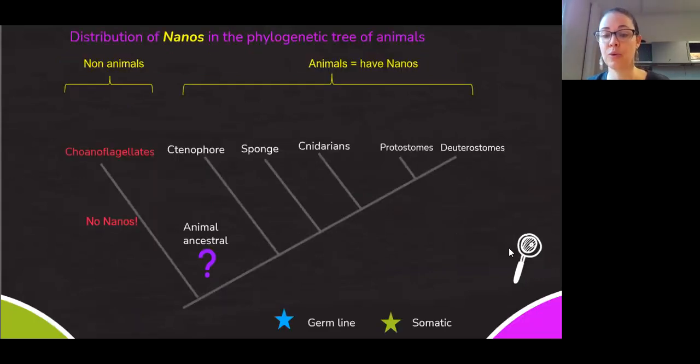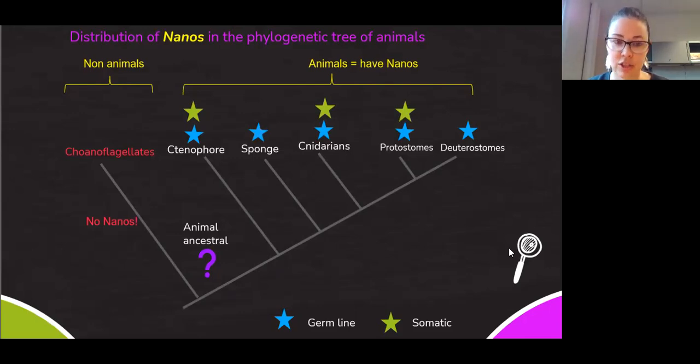When we look at the distribution of nanos in a phylogenetic tree of animals, you see that all the animals have nanos. You can also see that the most conserved function is the germline function, highlighted here by the blue star. But you can also see that some of these groups of animals are known to have nanos providing somatic functions, and this is less studied.